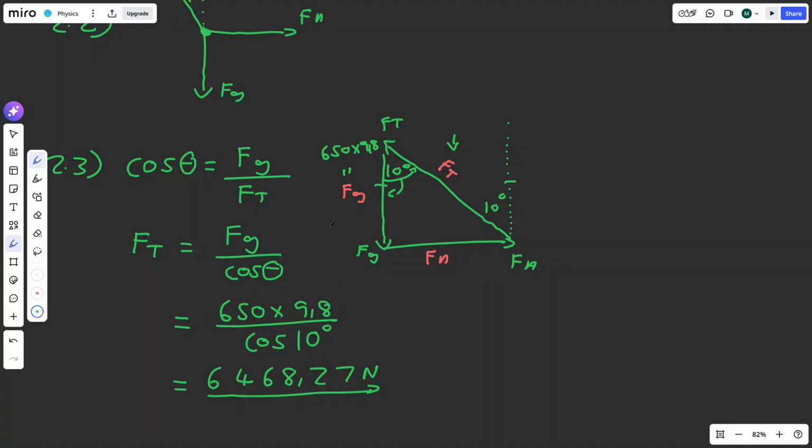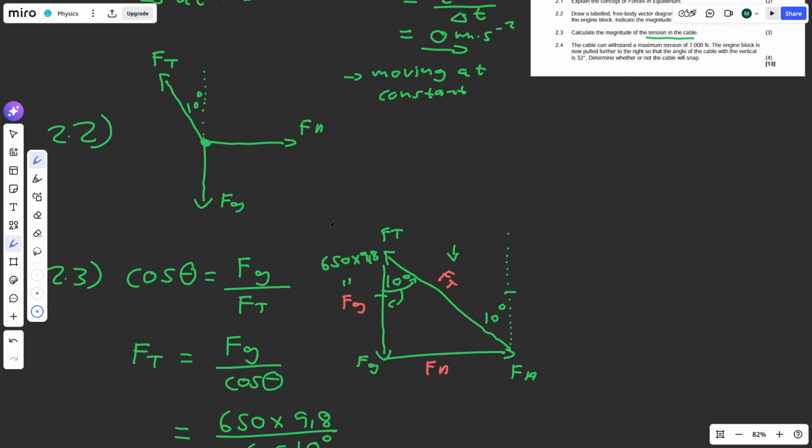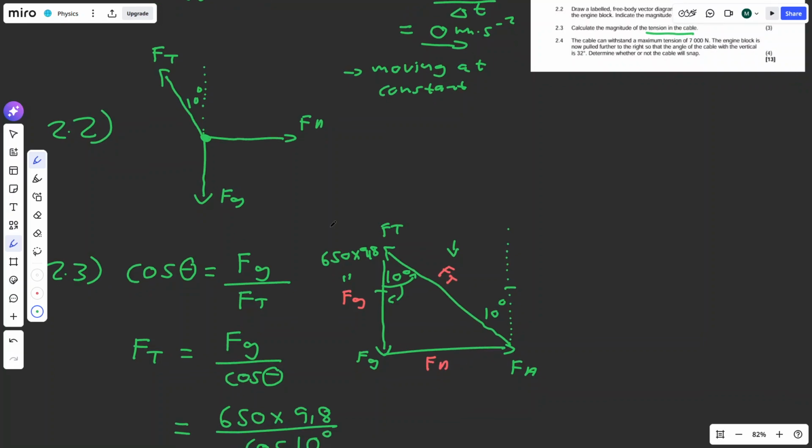Now, let us go to our next question. So in the next question, we now want to determine whether or not the cable will snap. So let's see what we're given, right? We are given that the cable can withstand a maximum tension of 7,000 newtons. What this means is that if the tension exceeds 7,000 newtons, then the cable will break.